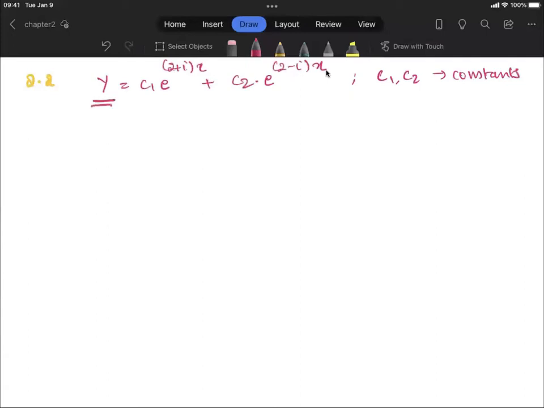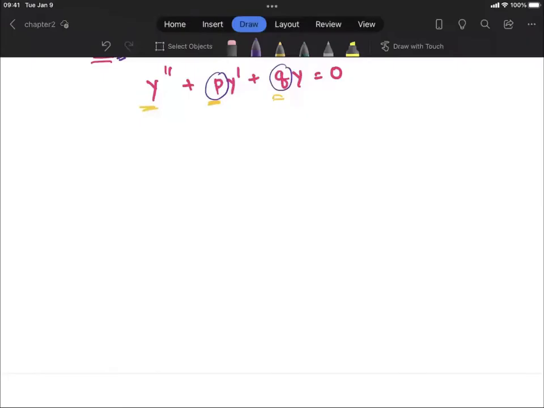So the general form of this equation would be this. This is a second order equation, second order derivative, and it's linear in nature, and p and q are constant coefficients. In order to solve this equation, we need to identify what p and q are.